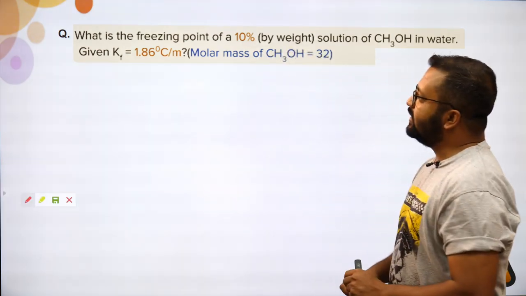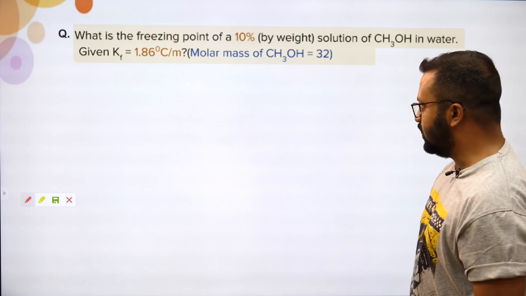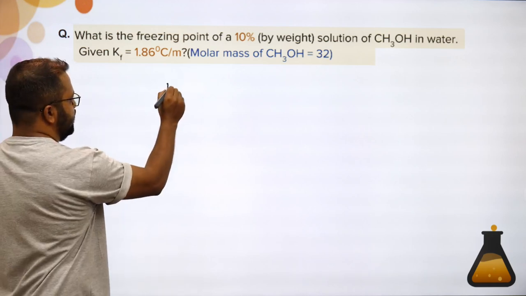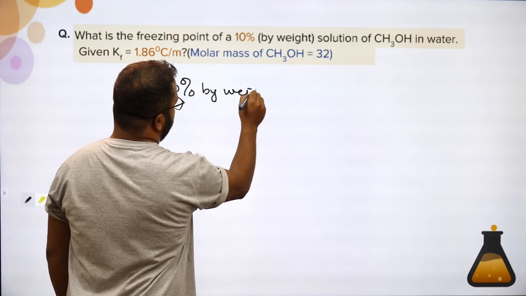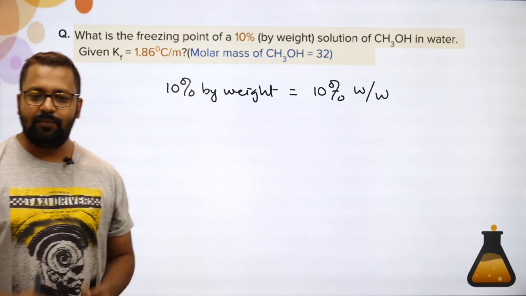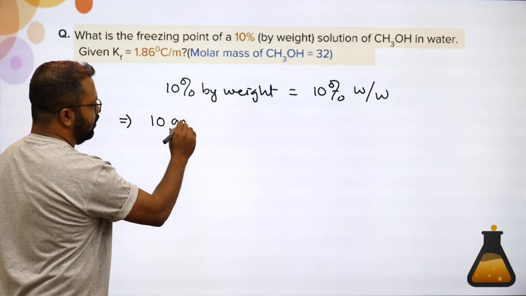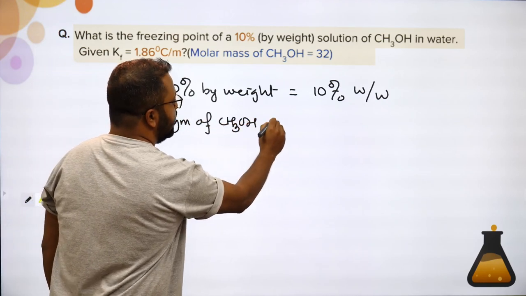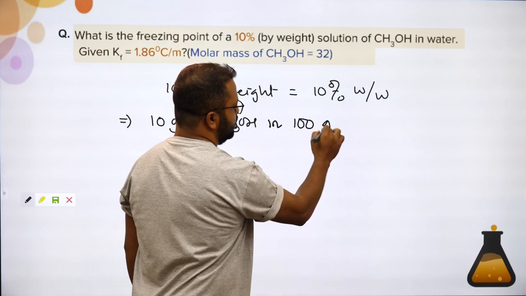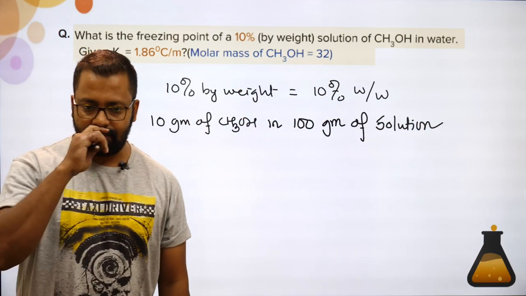The first question is, what is the freezing point of a 10% by weight solution of CH3OH in water? So what is the meaning of 10% by weight? 10% by weight means 10% W upon W. ठीक है? Now W upon W लिखने का मतलब ये होता है कि 10 gram of CH3OH is present in 100 gram of solution.